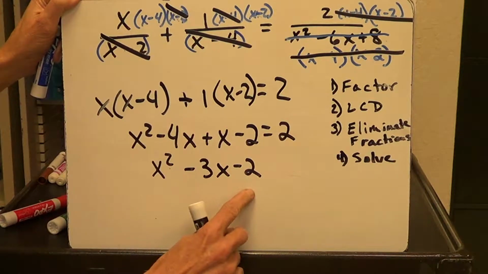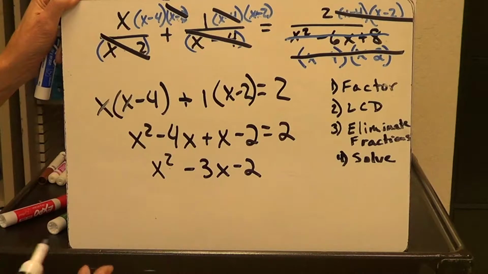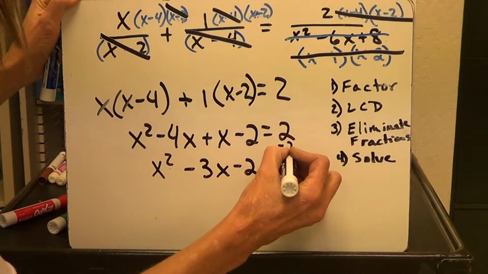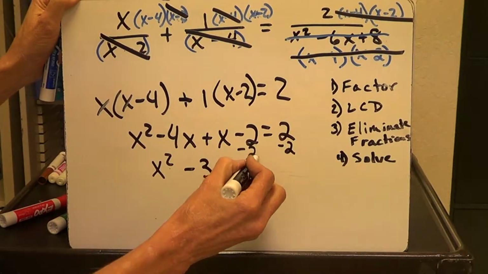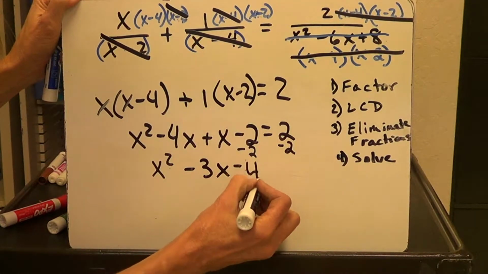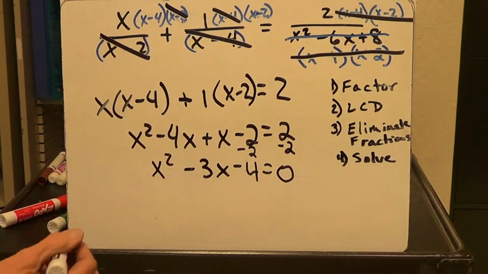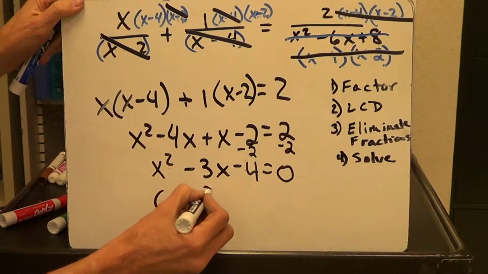Now, because we have 3 terms over here, we know we want to set it to 0 because we've got a factor. So we subtract 2 from that side, subtract 2 from this side, and that could become a minus 4 equals 0. So we play the x game because there's a 1 out here. We can go straight to the answer.